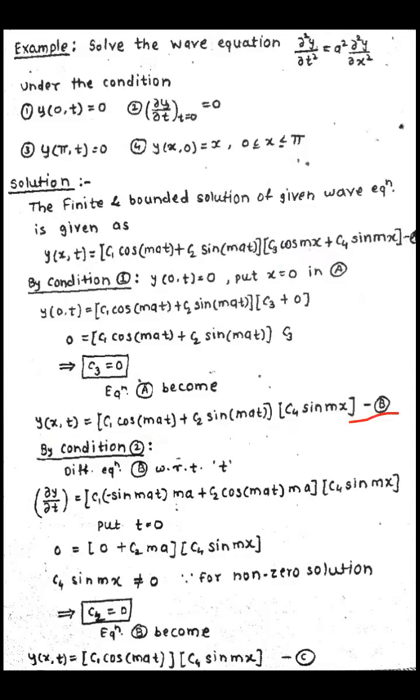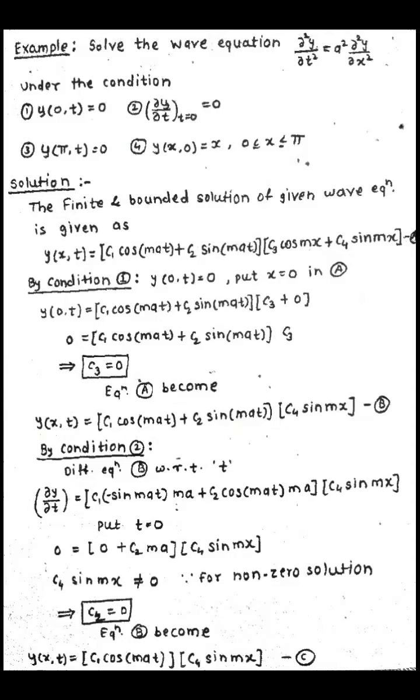This newly obtained solution is called equation B. So students, every time remember, with the help of a condition we obtain an arbitrary constant and we have to update the solution by putting in the value. Now apply condition number 2. Look at condition number 2: we require ∂y/∂t, that is the derivative. So we need to differentiate equation B with respect to t.